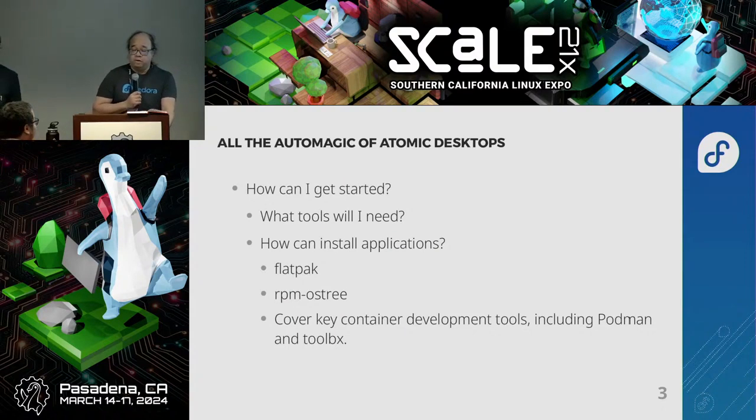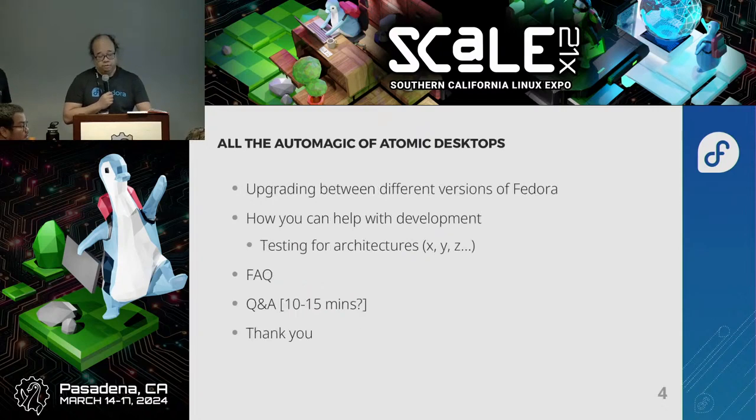Also, about tooling, what can I do to get started? What tools will I need? How can I install applications? We'll talk about Flatpak, rpm-ostree, and cover key container development tools, including Podman and Toolbox. And also upgrading between different versions of Fedora, how you can help with development, testing for architectures, frequently asked questions, Q&A for 10 to 15 minutes, and a thank you.